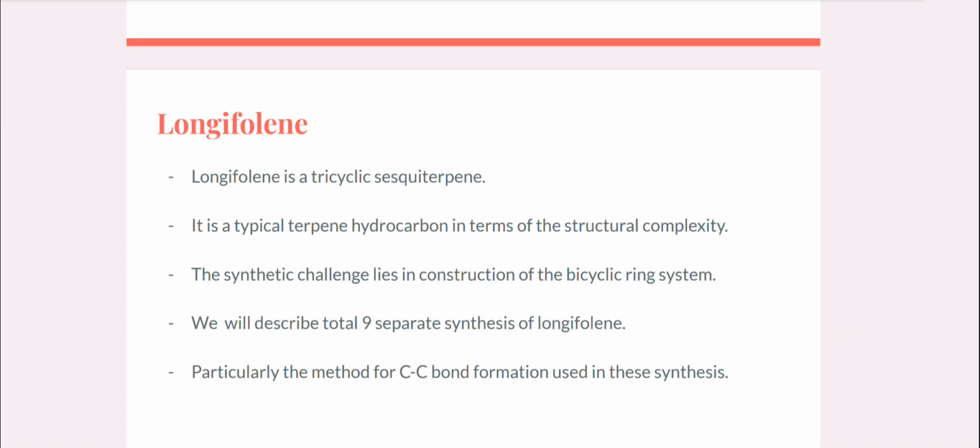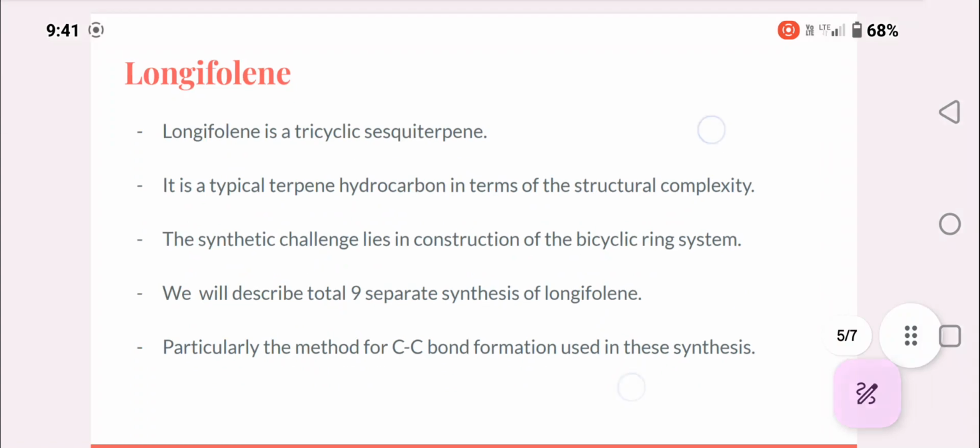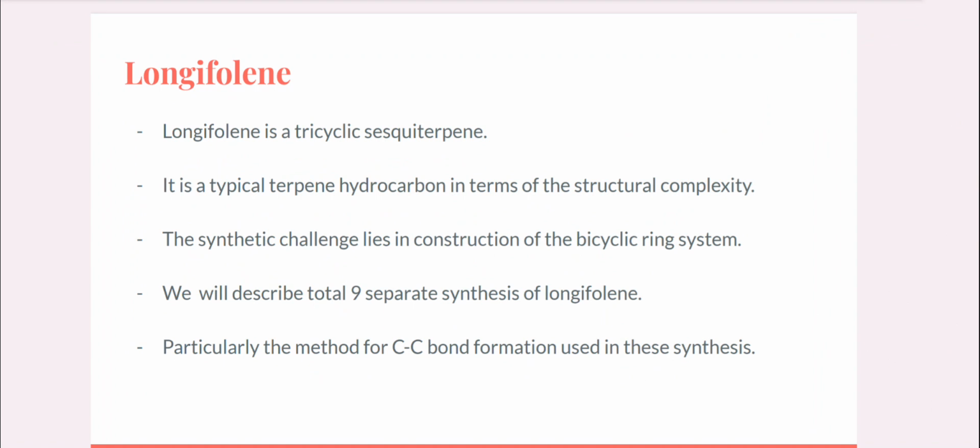So, chapter first, longifolene synthesis, we will understand and plan the total synthesis while maintaining the stereochemistry, a case study of the longifolene molecule. So there were a total of 9 syntheses of longifolene. University recommended the reference book Carey and Sundberg Part B. So from this reference we will see all these 9 syntheses of the longifolene molecule.